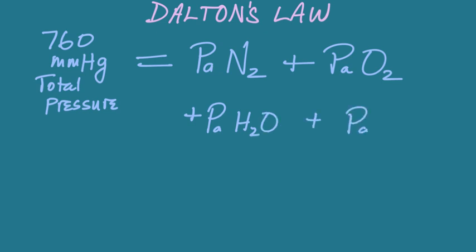carbon dioxide. Of these four gases, nitrogen has the highest partial pressure. 78% of the air that we breathe in is nitrogen, and only 21% is oxygen. Water and carbon dioxide make up 1% of the inspired air.